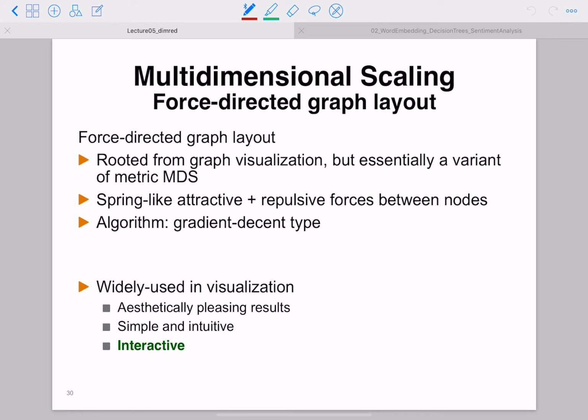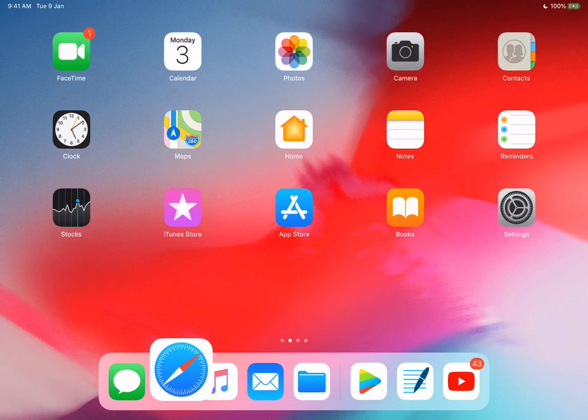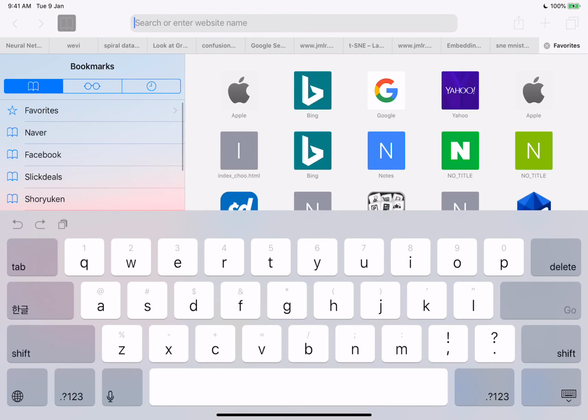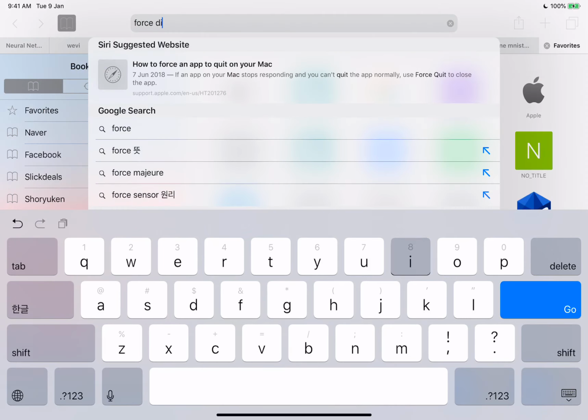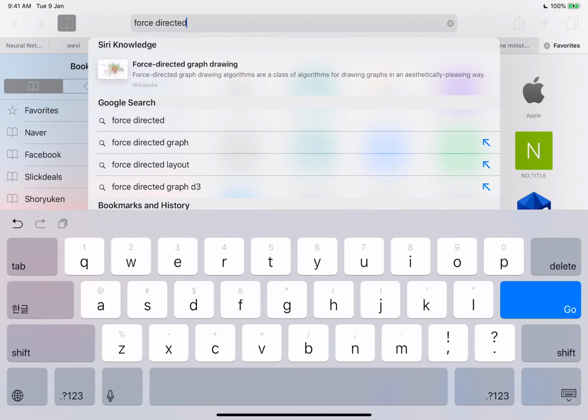Yeah, focusing on the large distance, that is called the global method. And also, another multi-dimensional scaling example for a particular dimension reduction method is called the force-directed graph layout. So the main characteristic or advantage of this force-directed layout is the interactivity.